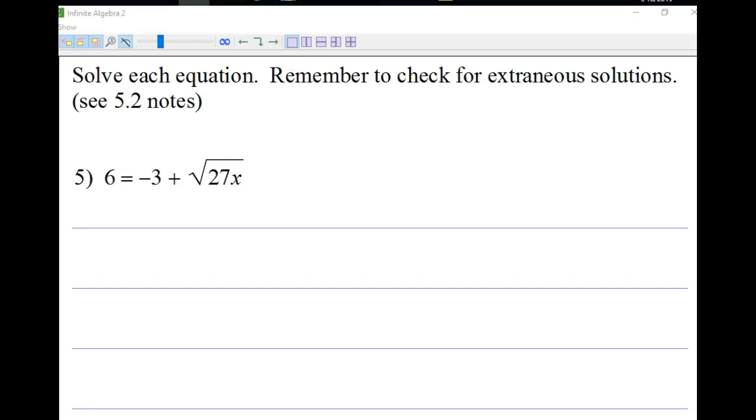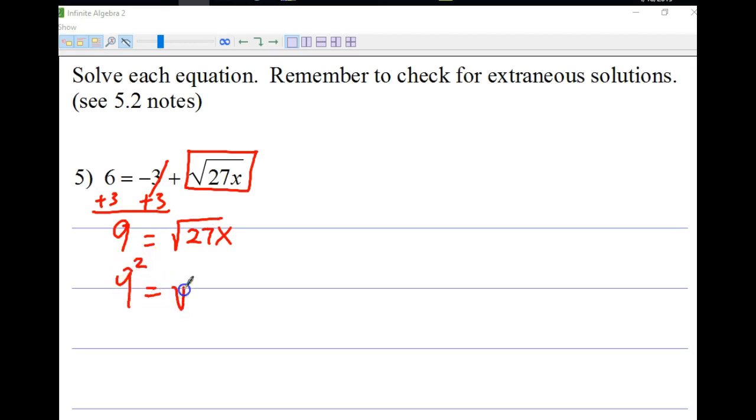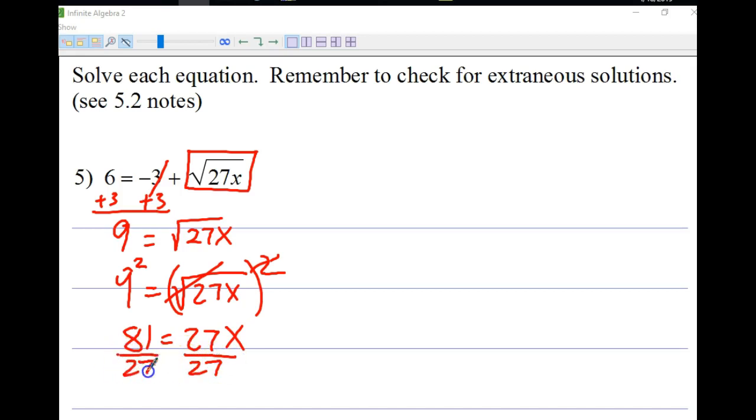All right, so what I want to do is first I'm going to get this square root piece all by itself. So the first thing I'm going to do is get rid of the 3 by adding it to both sides. Now I need to get rid of the square root. The opposite of a square root is a square. So I'm going to square both sides. And when I do that, this square cancels that root, and I'm left with 81 equals 27x. Finally, I'm going to divide both sides by 27, and I'm going to get 3.